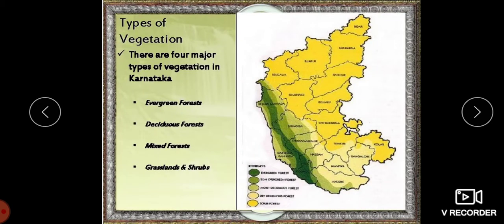So now we will move on to the types of vegetation. Natural vegetation of Karnataka is divided into four: the evergreen forest, the deciduous forest, the mixed forest, and the grasslands and shrubs.